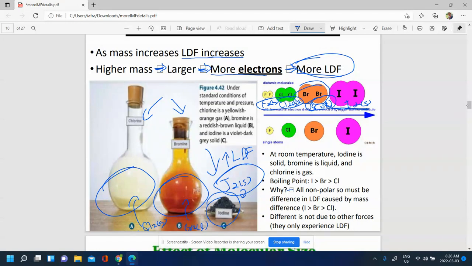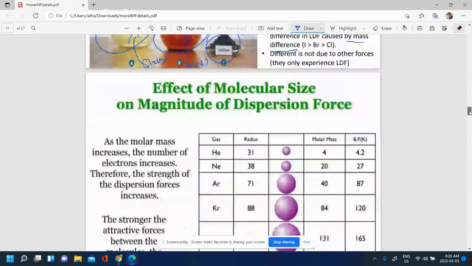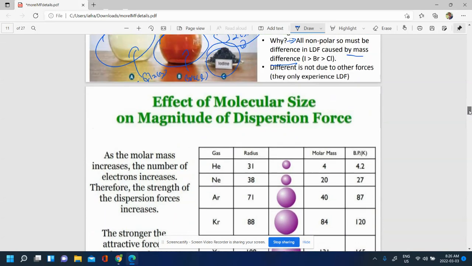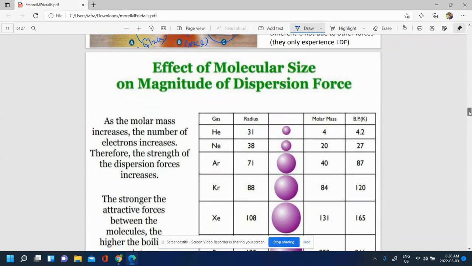So they're all nonpolar. The difference must be caused by their LDF, which we know is caused by their difference in mass, because the iodine is the largest, has the most electrons, and then the rest get smaller and smaller. So it's important to understand that LDF can contribute overall to the properties, even though they're very, very weak.